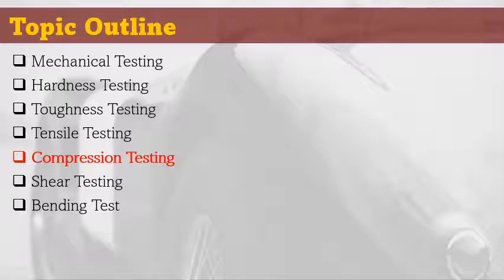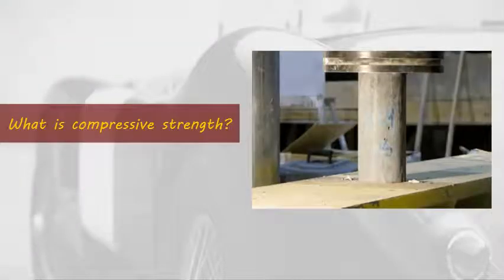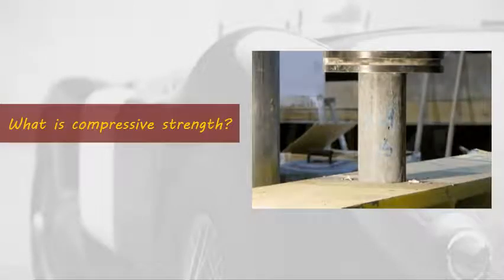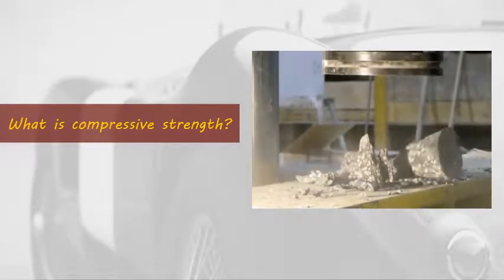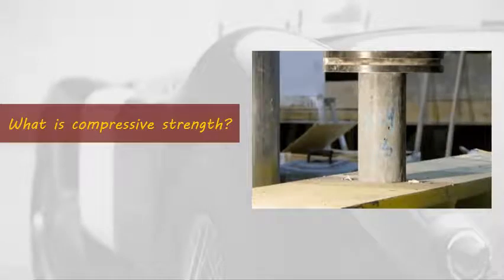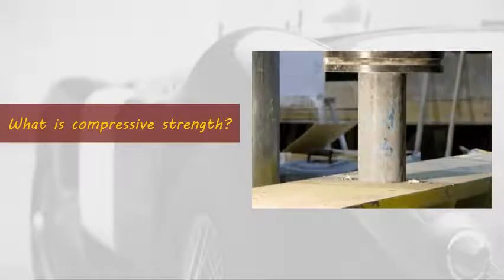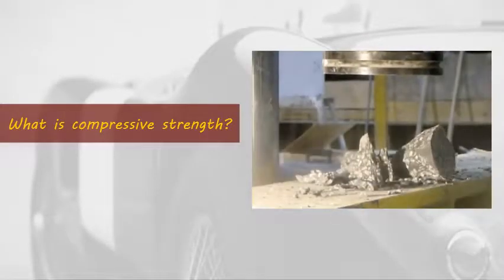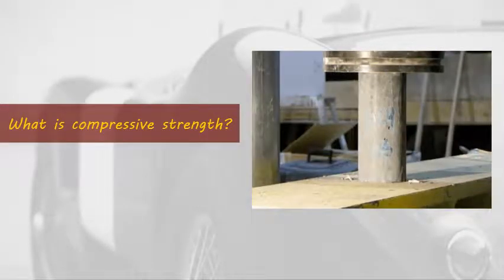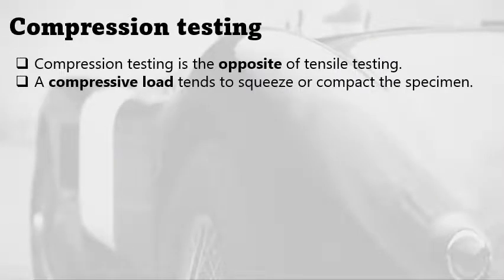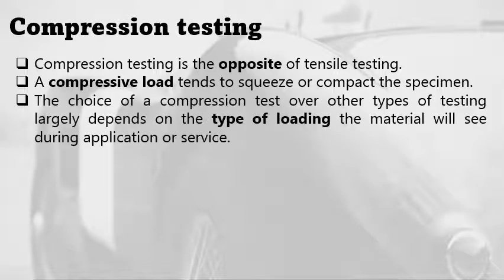Let's proceed to compression testing. Compression testing is actually just the opposite of the tensile test. So instead of pulling the test specimen, in compression testing, we are going to crush or compress the material being tested in order to measure the mechanical properties. The compression testing is just the opposite of tensile testing. A compressive load tends to squeeze or compact the specimen.